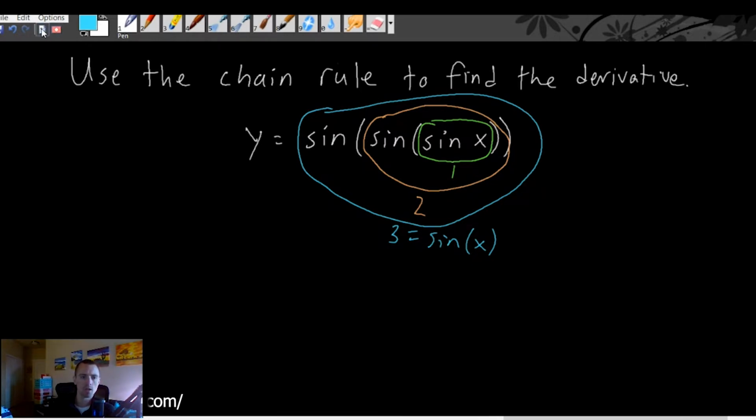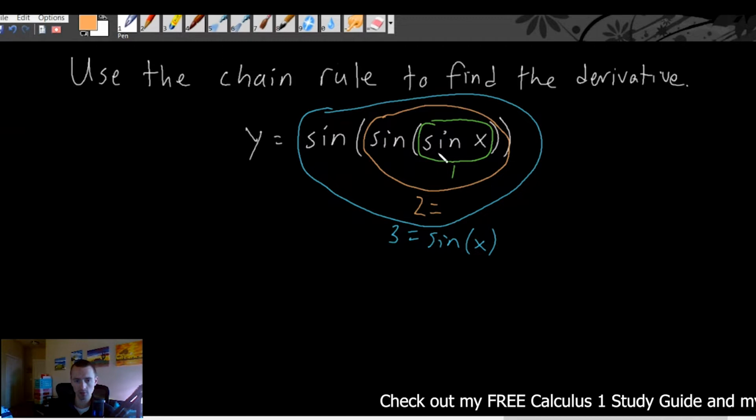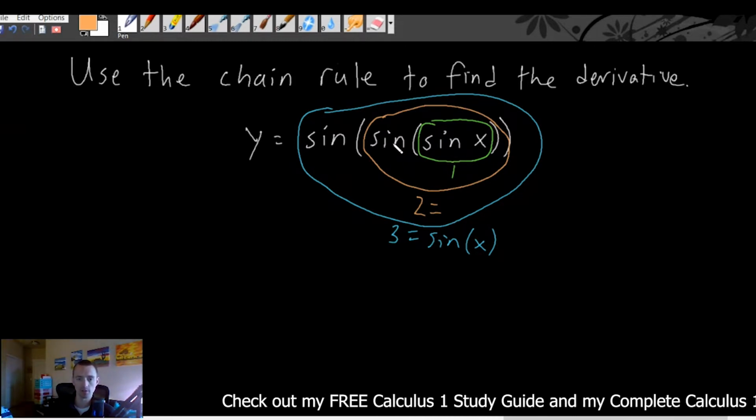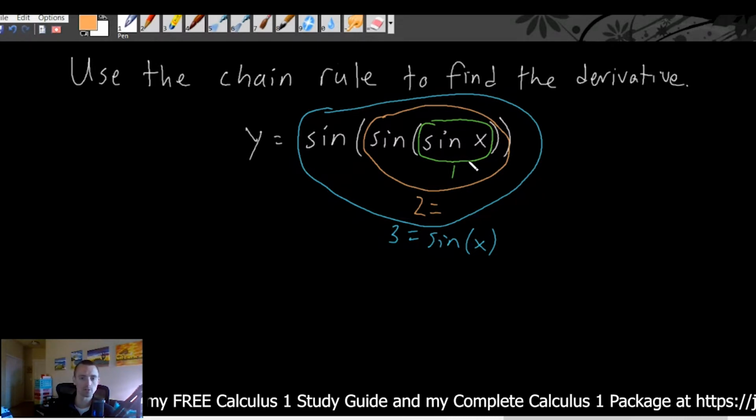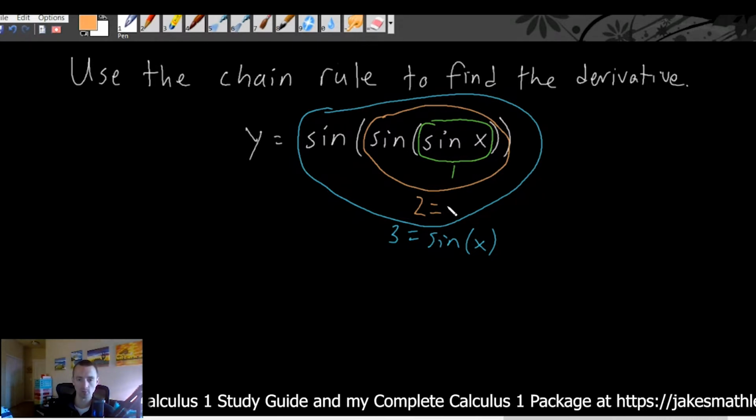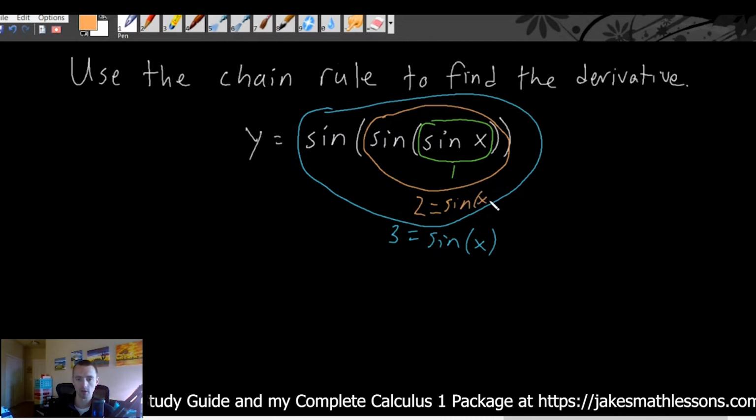Okay? Same kind of idea. If we think about what our outer function is, if we just look at these first two layers, right? If we replace our innermost function with just x, which is this first sine of x here, we're just left with sine of x, right? If we replace this whole green circle with x, the orange function becomes sine of x, okay?